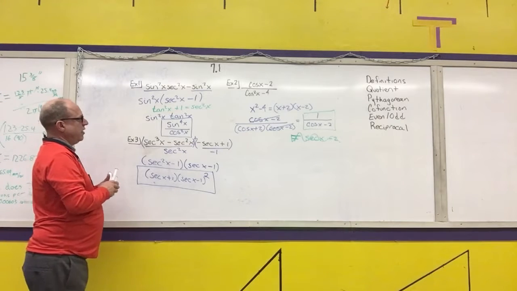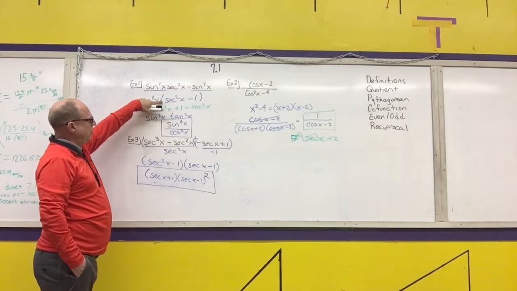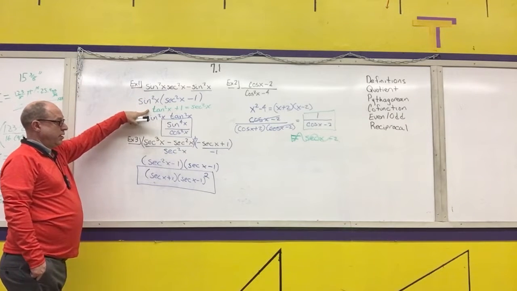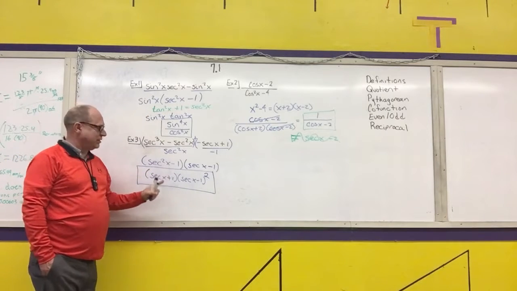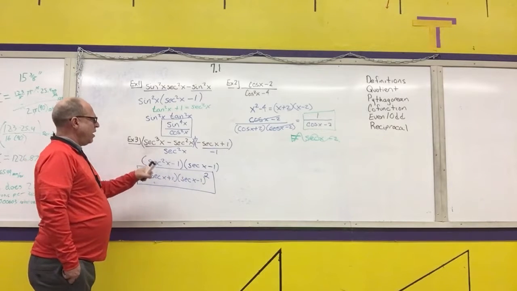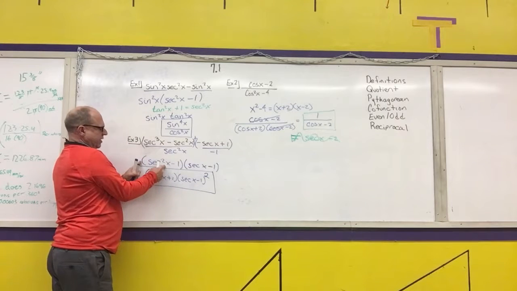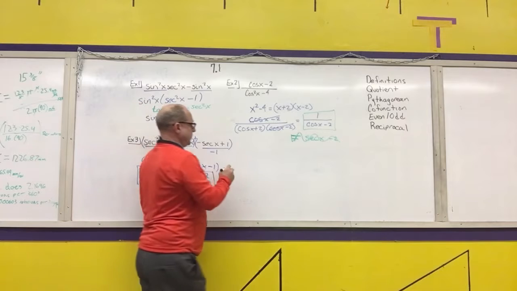Please note that on my previous problem, when I had secant squared x minus 1, I turned it into a tangent. Okay? So this is an answer. To me, this is a reasonable answer because this is something that I'm going to be able to work with as an equation. What I want to do now is take this form right here and turn the left-hand part into tangent squared x, and let's see where that one goes to.